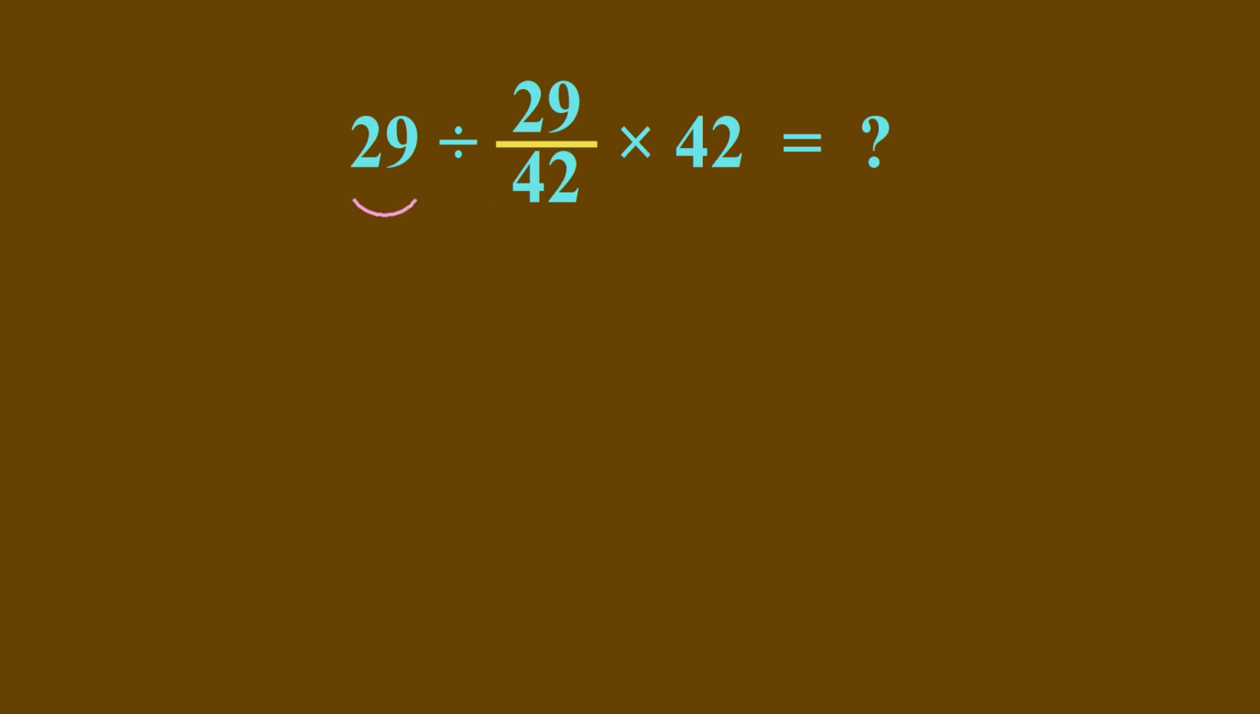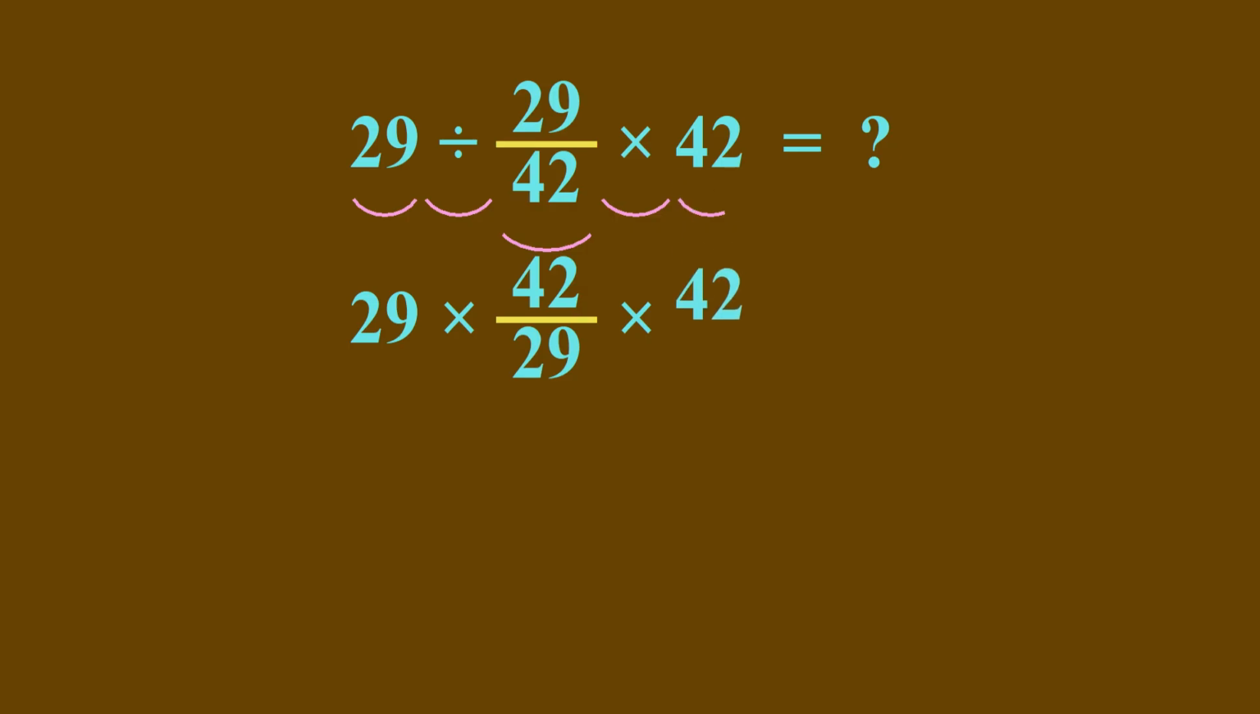29 divided by 29 over 42. To do this division, write down the 29, then change division to multiplication and flip this fraction to 42 over 29. And here again we have times 42. Now we have this new problem. First we do this multiplication. We can easily cancel this 29 and this 29, which gives 42.